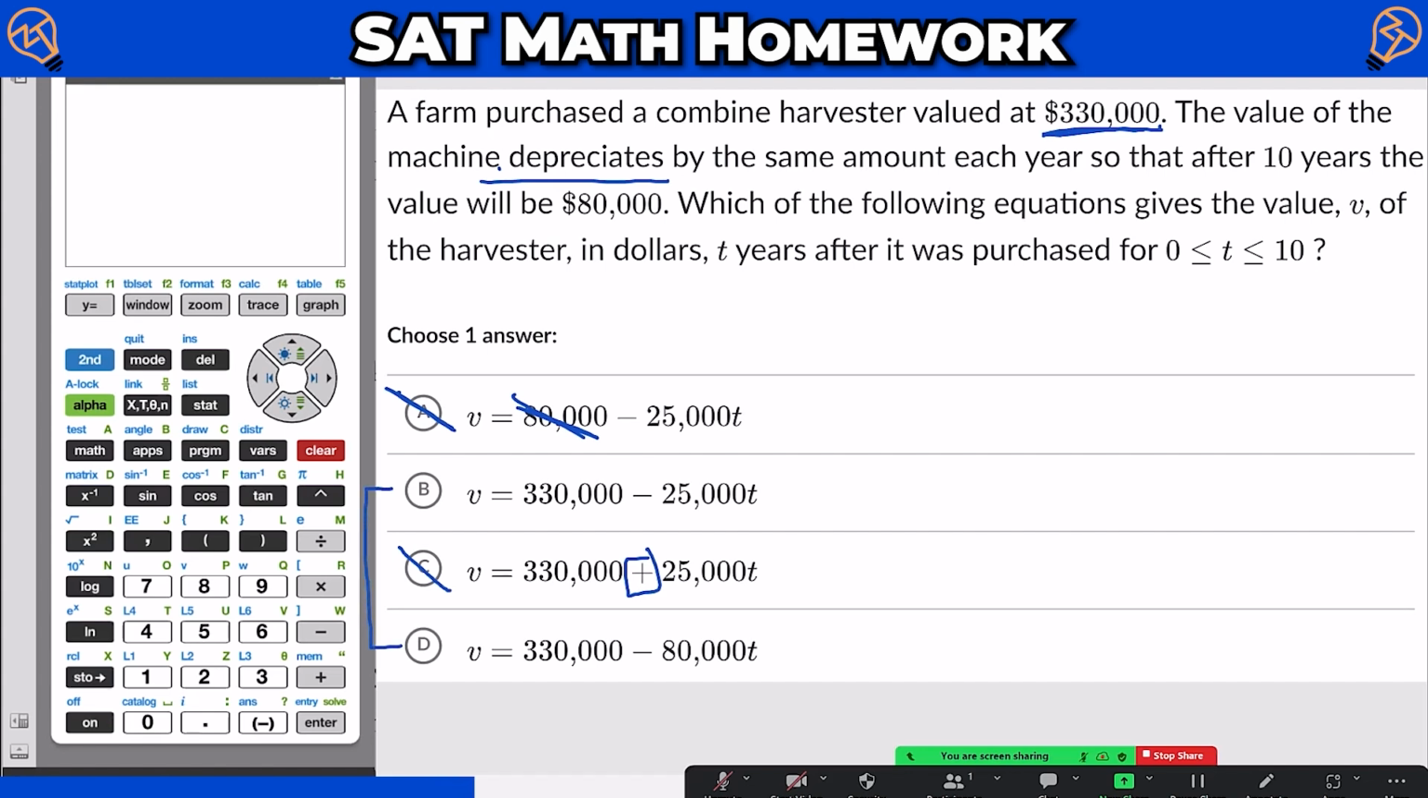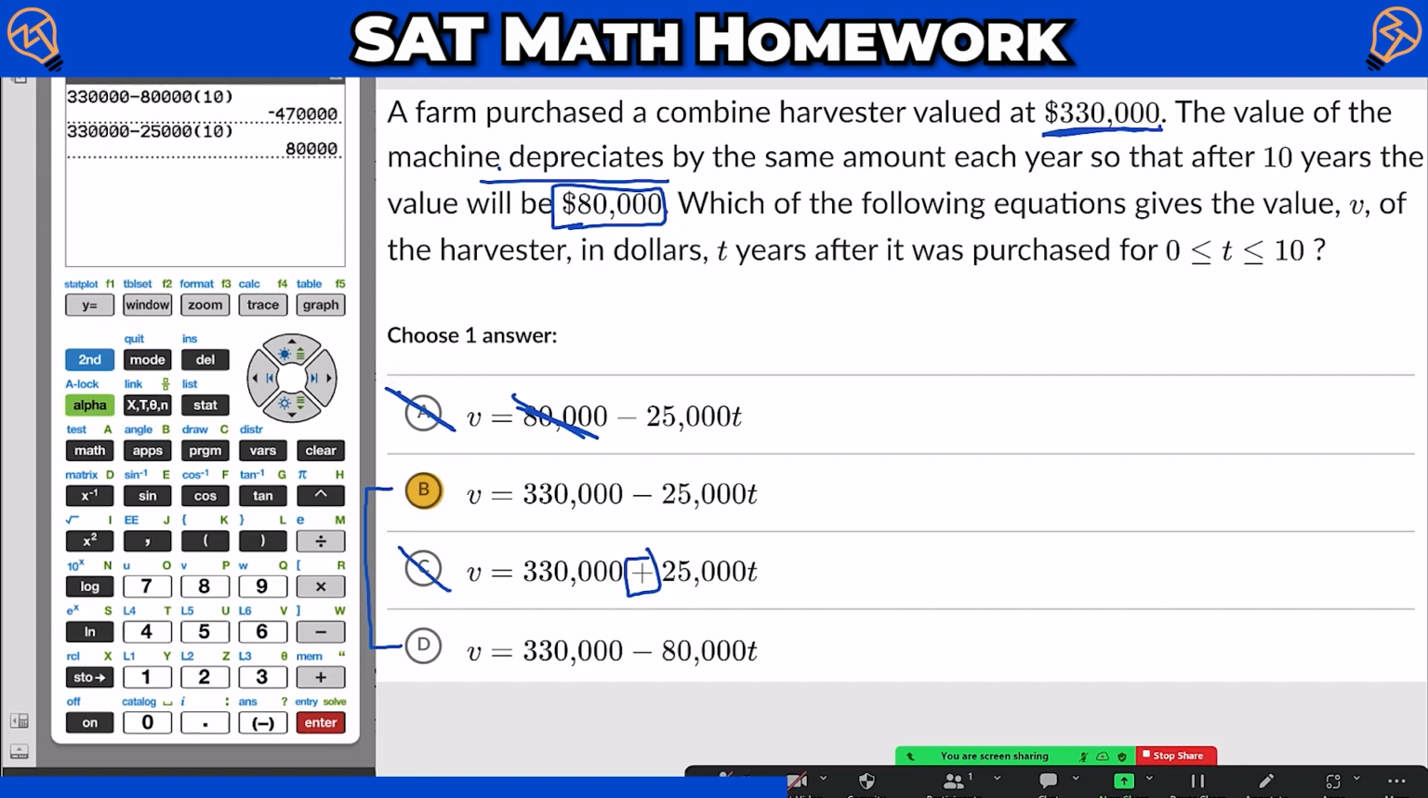Now, at this point, I think the easier thing to do is just to plug in 10 to each of them to figure out which one will result in 80,000 after 10 years. So let's say, for example, I'll start with D here and plug in 330,000 minus 80,000 times 10, and I get a negative value. So that doesn't make sense. But in case you're curious, and just to be thorough, if we plug in 10 here in option B, we do get 80,000. So the correct answer is B.